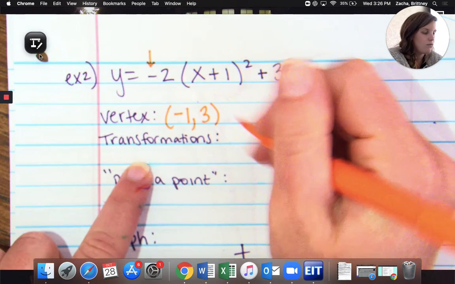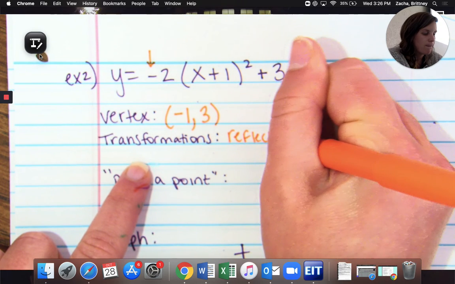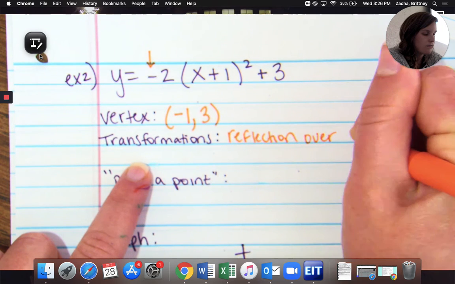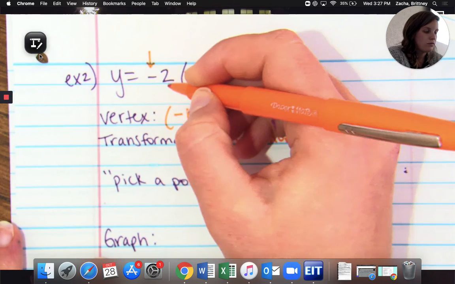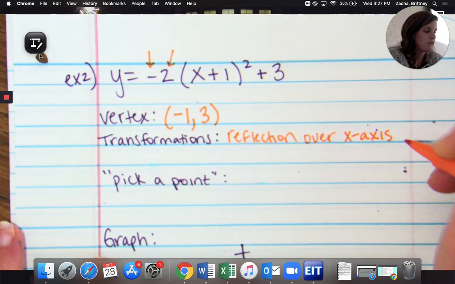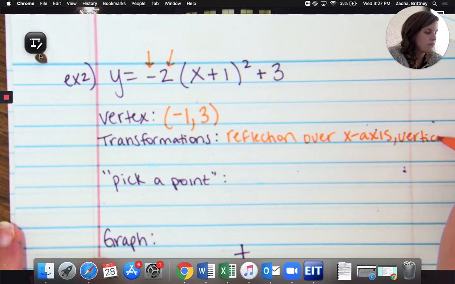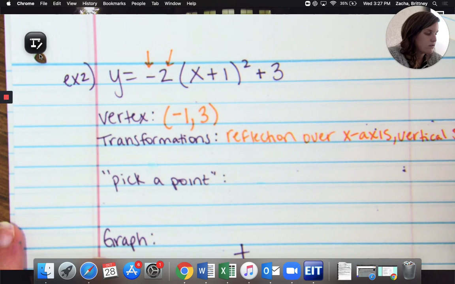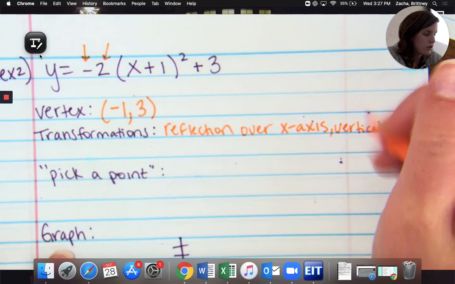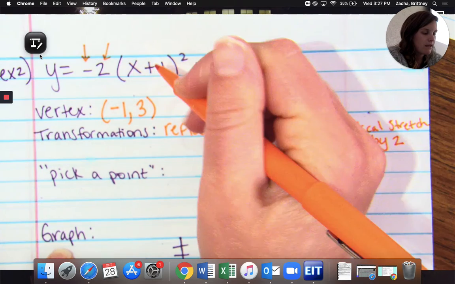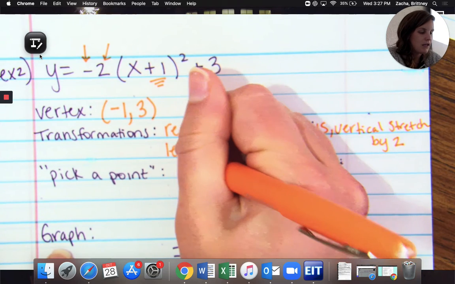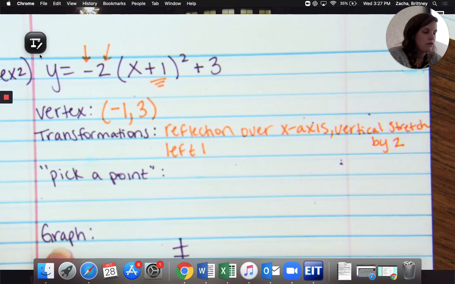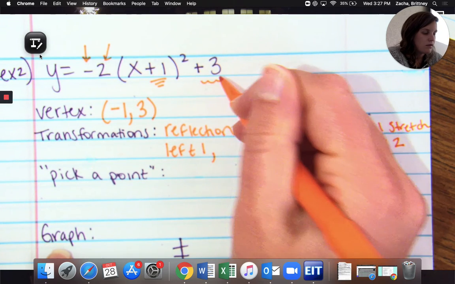So transformations, remember this negative right here is its own transformation. That negative, remember, is a reflection over the x-axis. So this parabola, instead of facing upward, is now going to be facing downward. All right, the 2 is its own thing, and that's a vertical stretch by 2. This plus 1 is a transformation, and remember x's are crazy, so that's going to translate left 1. And then the final one is up 3.